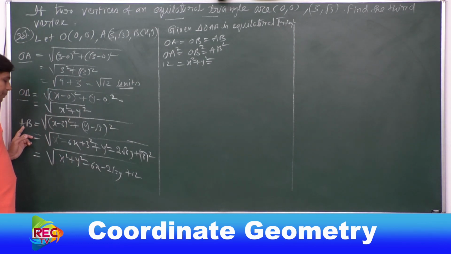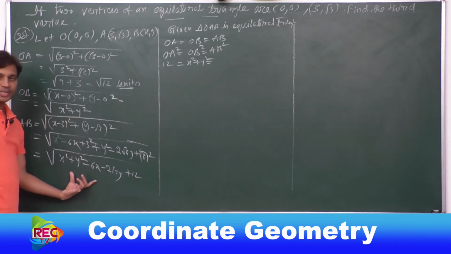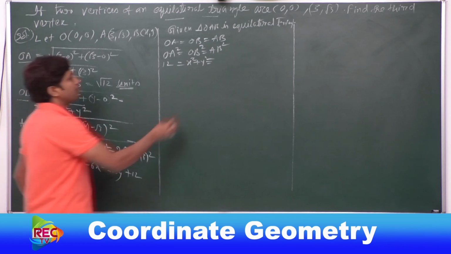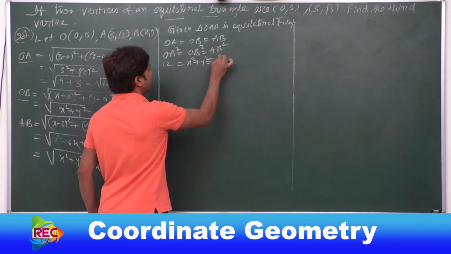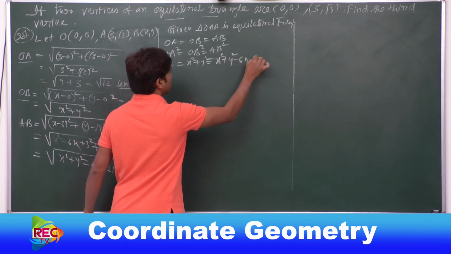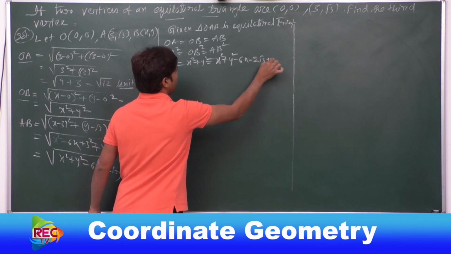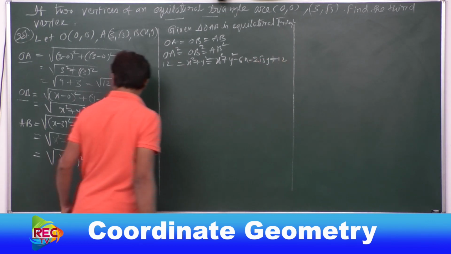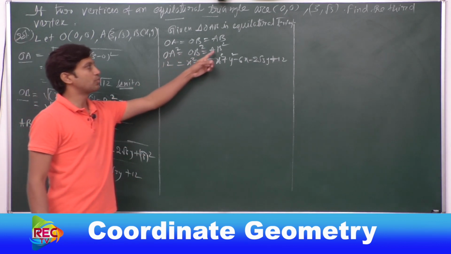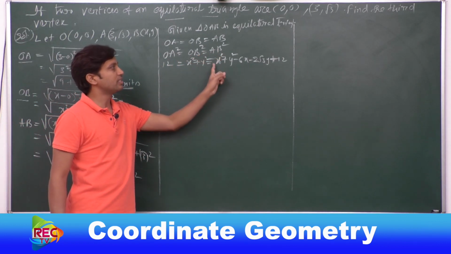What is the value of AB? Under square root, this whole expression. When you are squaring that, again the square root will be cancelled. So we can write down here x square plus y square minus 6x minus 2 root 3 y plus 12. Is it okay or not? So this expression inside the bracket we wrote there, and since it is squared, we removed the square root.